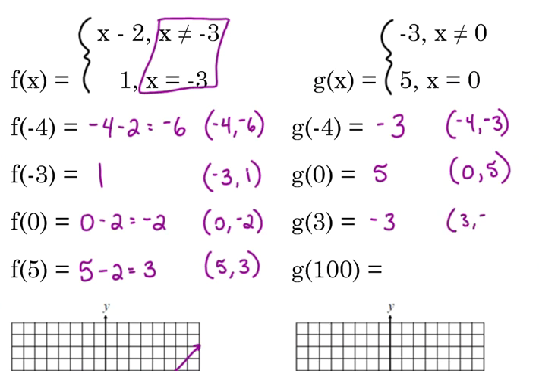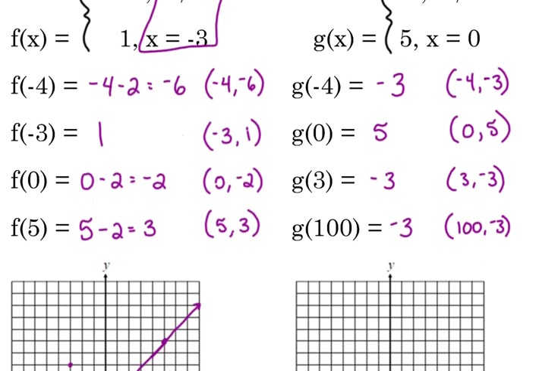So +3, -3. And for exaggeration's sake here, I did g of 100 just to prove a point. I know our graph doesn't go to 100, but just to get that mentality in you that it's any number that's not 0, the answer is -3. So if we were able to graph that far, we could graph the point 100, -3.